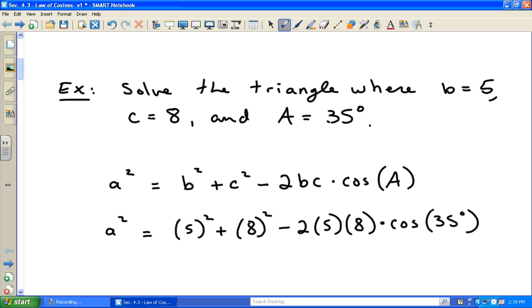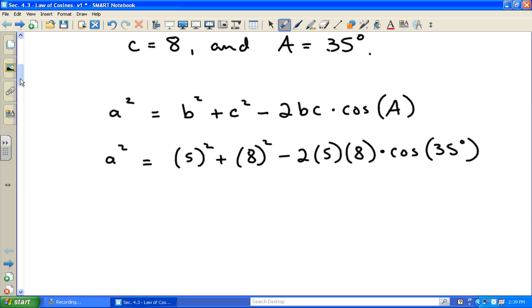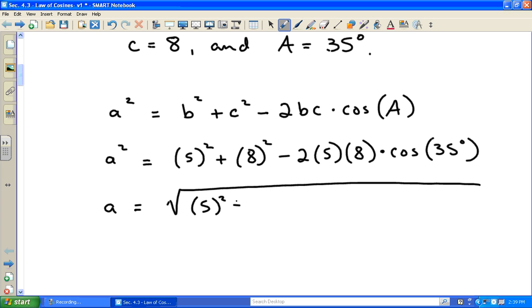Okay, the only thing you have to be careful of is actually here what you're doing is you're solving for a squared. Well, what we'd like to do is we'd like to solve for just a. And so we can take the square root of the right-hand side, and once we take the square root of that side, then that would be this equation solved for a.